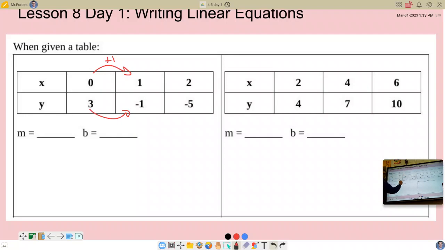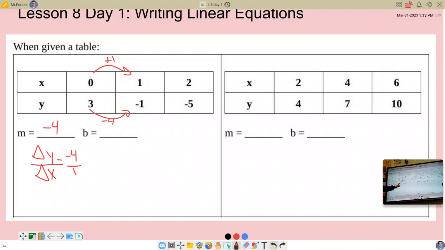Subtracting 4. So it's -4. So if my slope, again, remember, is the change in y over the change in x, the change in y was -4, and the x was +1. So it's -4 over 1, which I can simplify to just -4. I don't have to have the divided by 1.